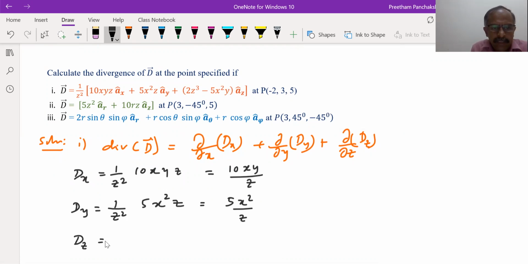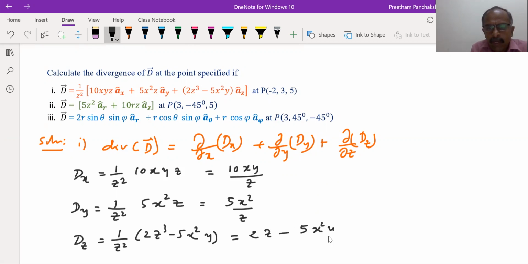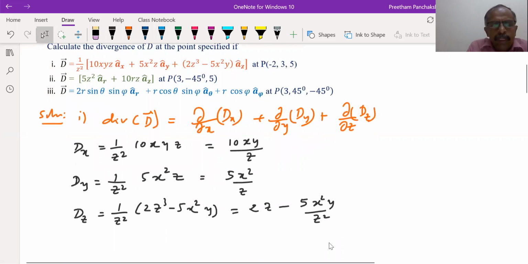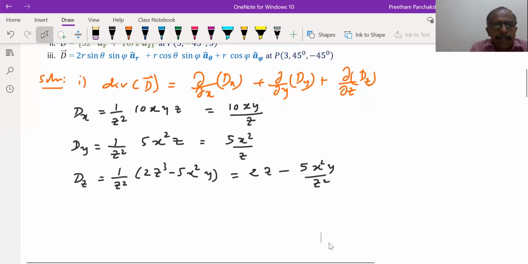The z component is 1 by z square into 2z cube minus 5x square y. This can be simplified as 2z minus 5x square y divided by z square. So you have noted down the three components of D. Let us put these components into the equation of divergence.